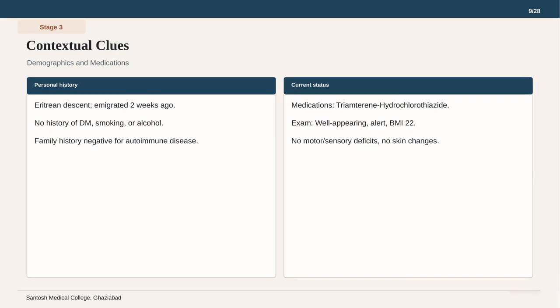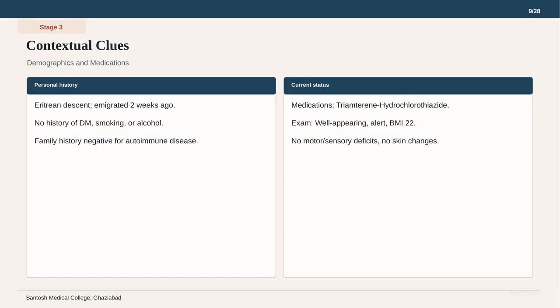Notice the personal history details on the left side of the screen. We learn the patient is of Eritrean descent and emigrated just 2 weeks ago. She has no history of diabetes mellitus, does not smoke or drink, and has no family history of autoimmune diseases.